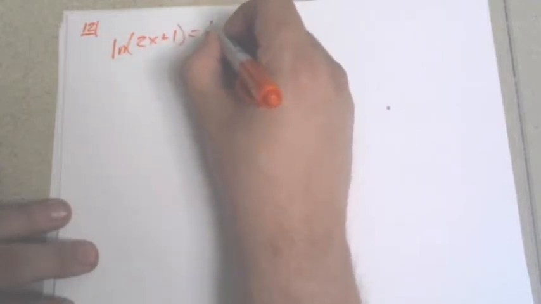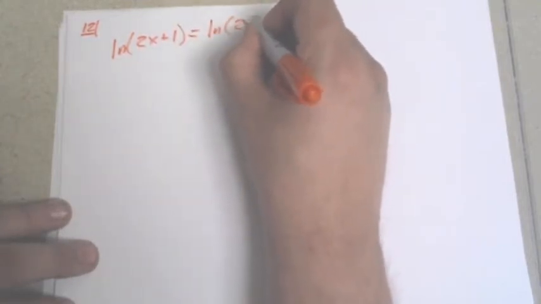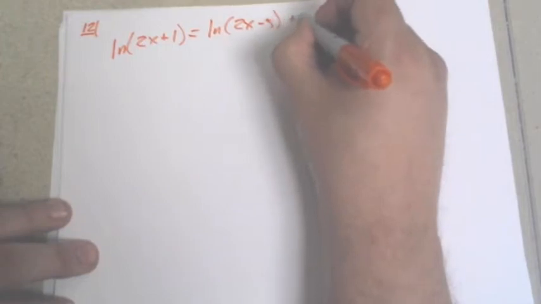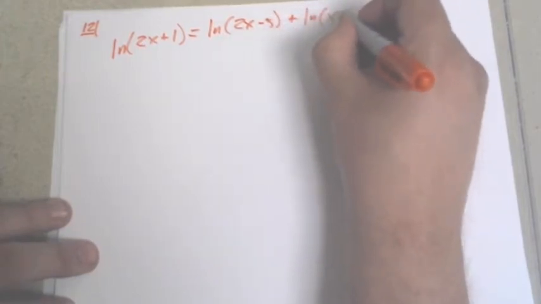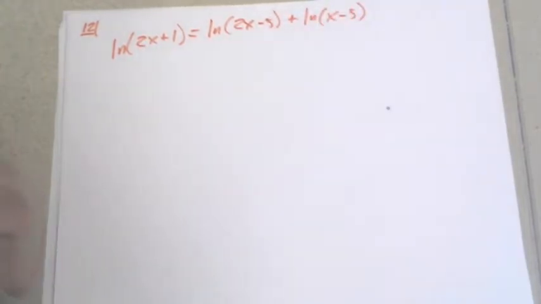Number 12 I referred to earlier. So we have the natural log of 2x plus 1 is equal to the natural log of 2x minus 5 plus the natural log of x minus 5. So we have a fair number of tools for logarithms.